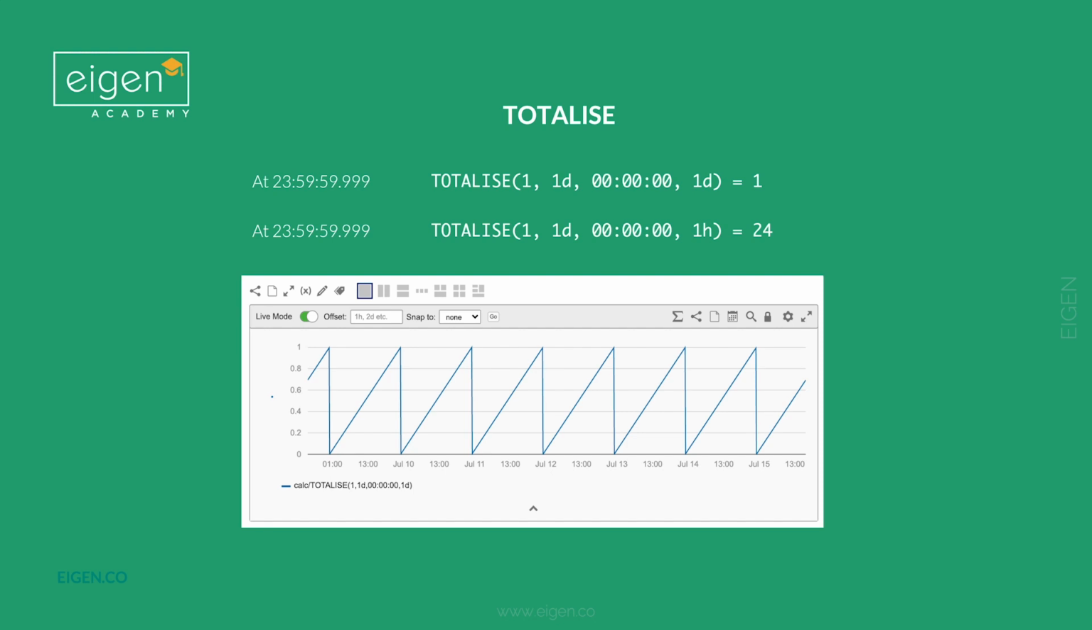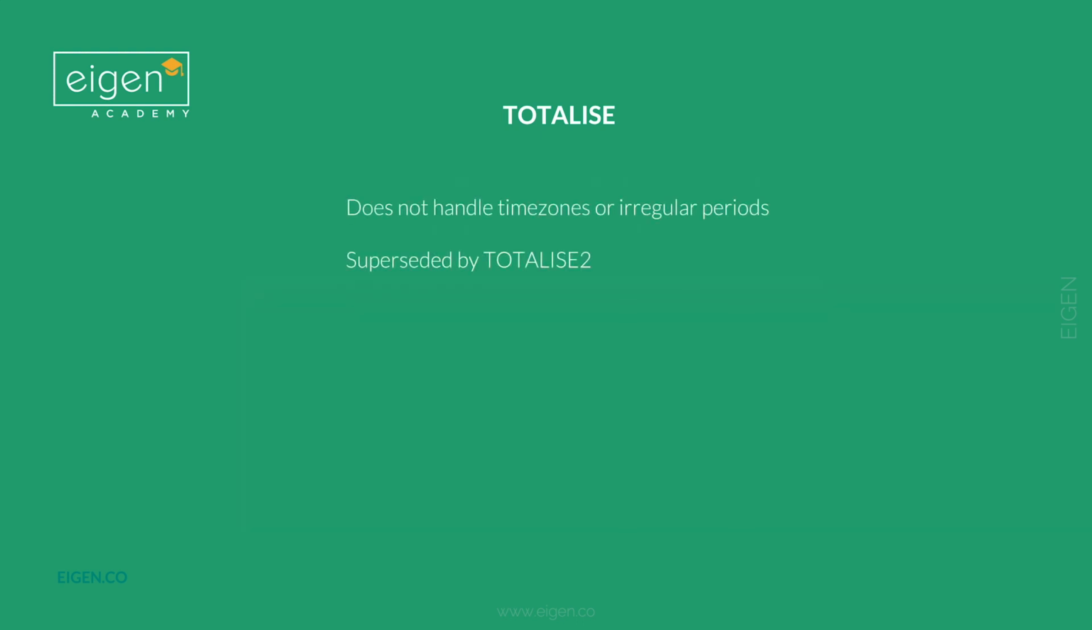So the totalize functions are resetting totalizers that give you a time series return that totalizes over your window. Very useful for KPIs and the likes. Totalise doesn't handle time zones or irregular date periods, so for example daylight savings, and it has been superseded by Totalise 2.